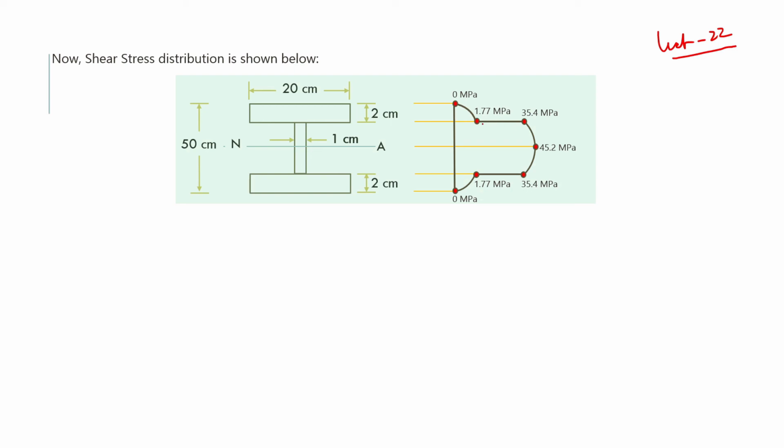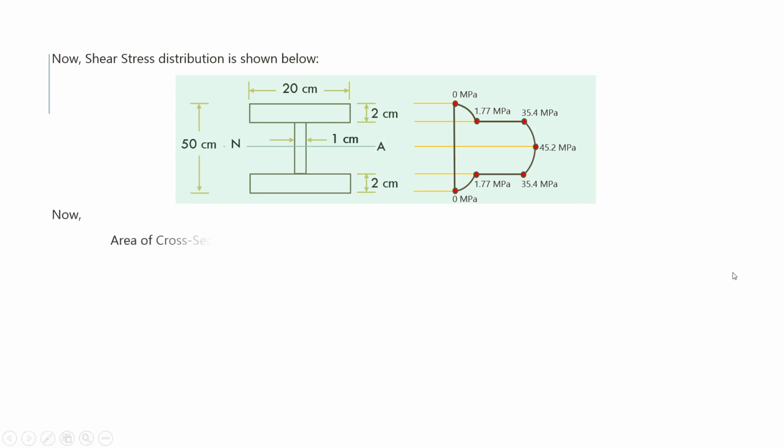Now from 1.77 to 35.4 this is along the same line, so I will draw these points with the horizontal line. Now again from 35.4 to 45.2 this curve is again parabolic in nature, and similarly below the neutral axis the figure is symmetric. So the same procedure will be followed, the same values will be followed, and a similar curve will be followed. So this is the shear stress distribution for this I section that we have found here.